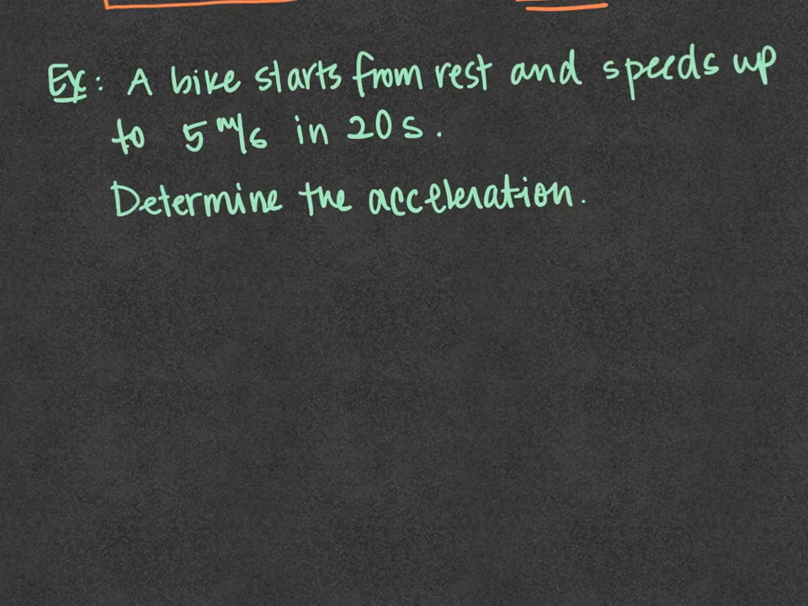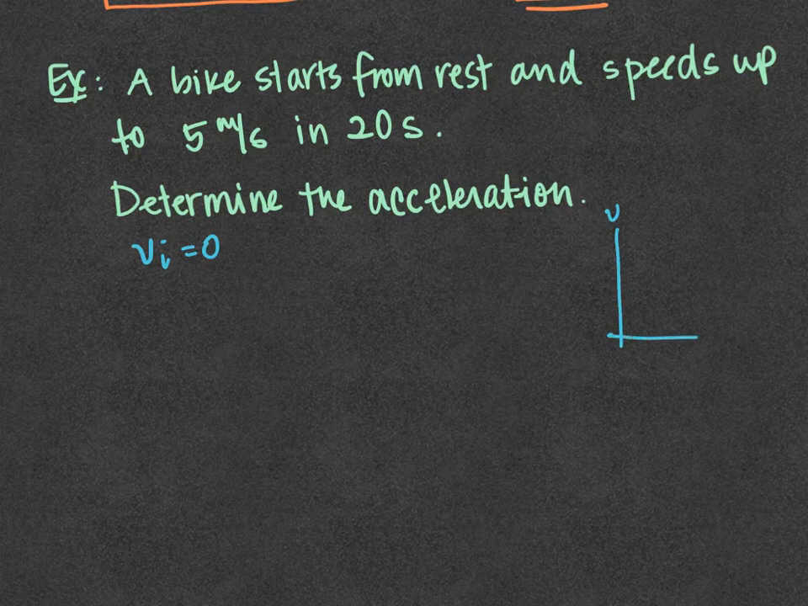So let's practice using these equations in a case where we don't have the graph given. A bike starts from rest and speeds up to 5 meters per second in 20 seconds. Determine the acceleration. The important thing to notice here is that starts from rest means that the initial velocity is 0. Now, just like I said before, anything can be graphed, so we could think about the velocity versus time graph showing us it starts from rest, and at 20 seconds, the velocity is 5 meters per second. And so we could sketch our velocity time graph.